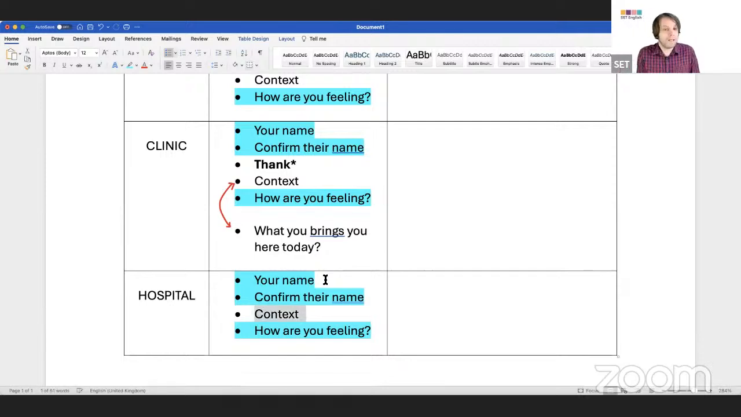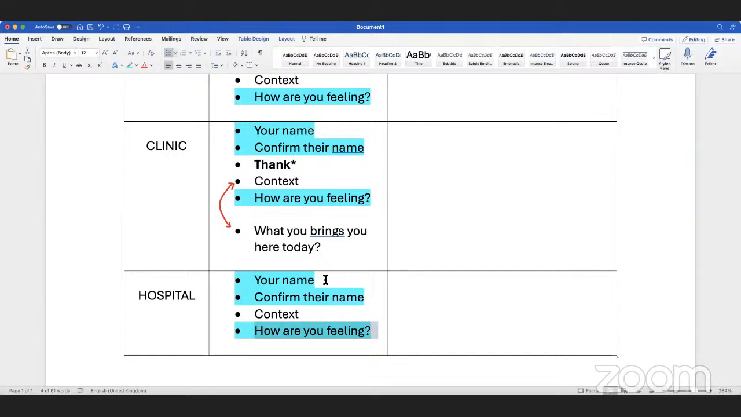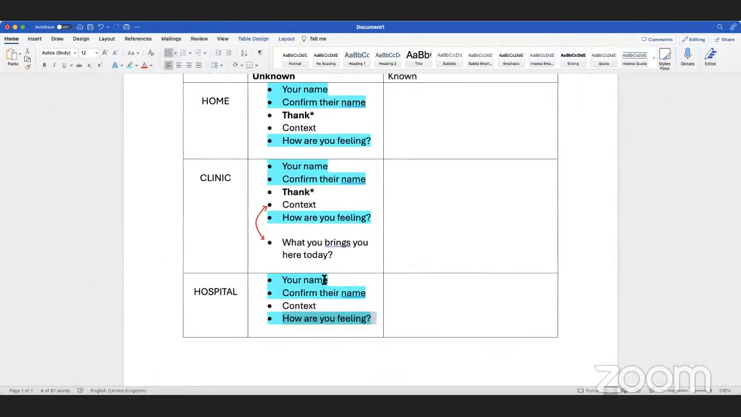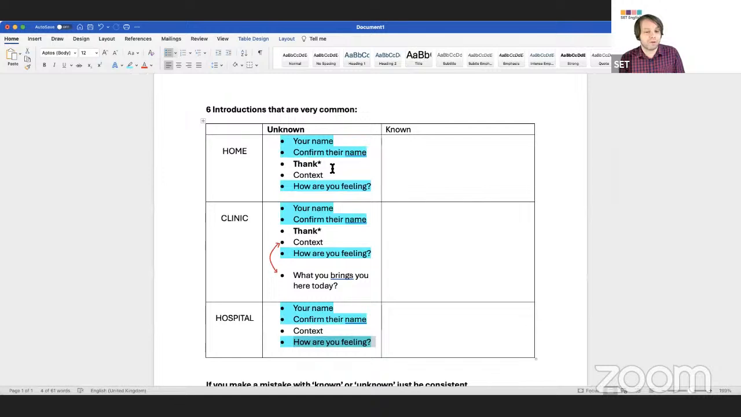Can I say, I can see from your notes that you have surgery tomorrow? It depends. You can if you want, right? It's not essential, but you can if you want. Should I say, how are you feeling today? Yes. Okay, so this is what we were studying on Monday. This is kind of what you do in a home, a clinic, or a hospital.